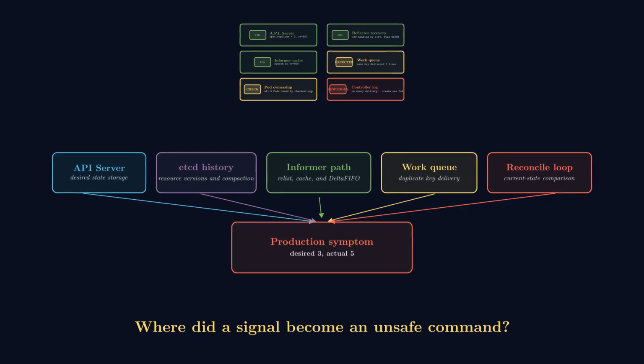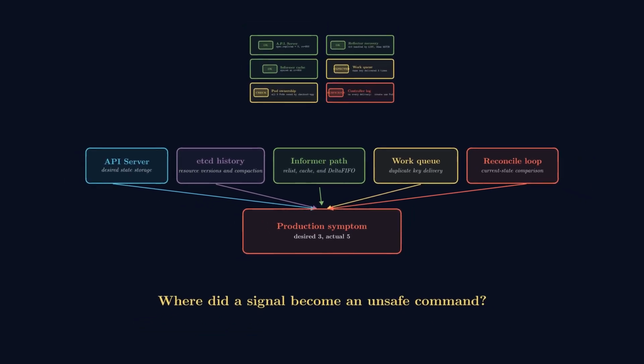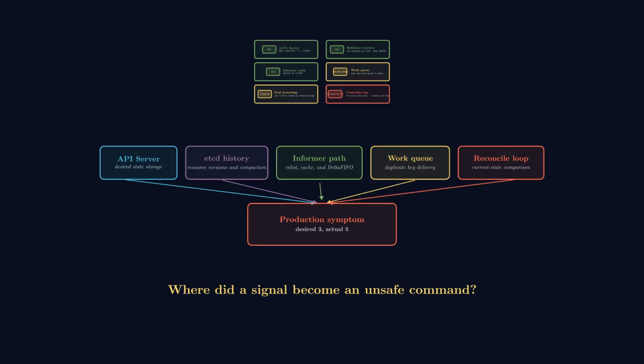In the next episode, we will trace this incident from the first change saved through the API server to the moment the 5th pod was created. We will identify which events were part of normal recovery, find the exact mistake in the controller, and then fix the reconcile loop so repeated signals no longer create extra pods.